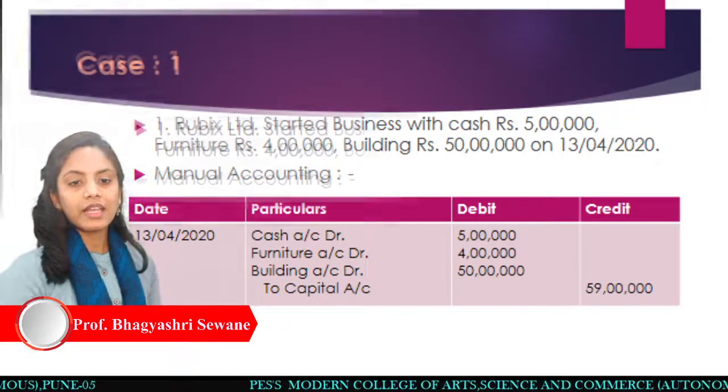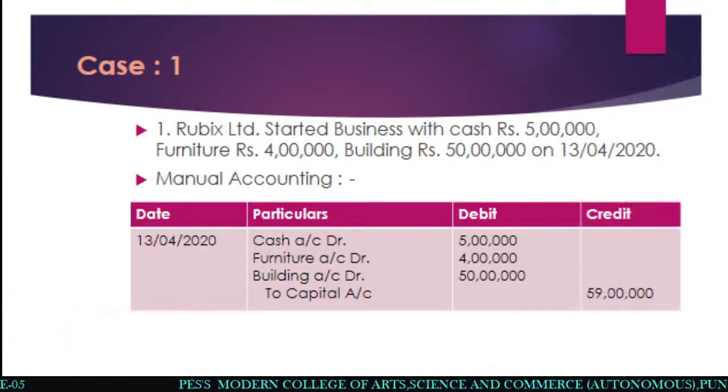How to do manual accounting: when we follow the books of accounts, we just have to enter the date, particulars, debit and credit amount, and there is also an LF column. So when we do manual accounting, the entry is done like this: date, particulars, cash account debited, furniture account debited, building account debited, to capital account, because the business has started.